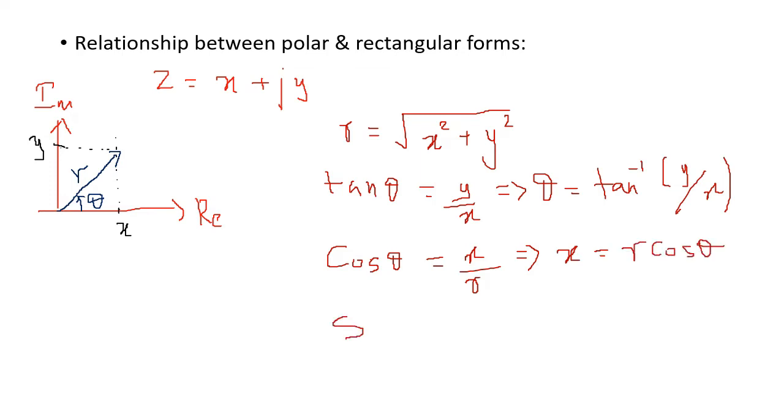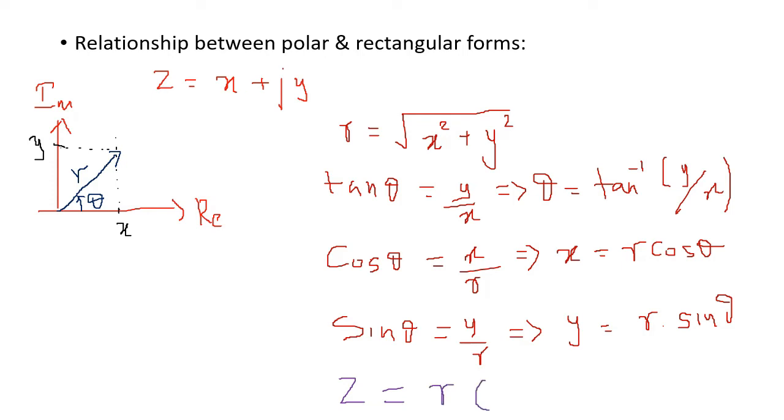Likewise, we can find sin theta. The sin theta will be y over r. From this equation we can find y. The y will be r into sin theta. So this is the way we can find x and y. Now finally our complex number z will be equal to r into, within brackets, cos theta plus j into sin theta.